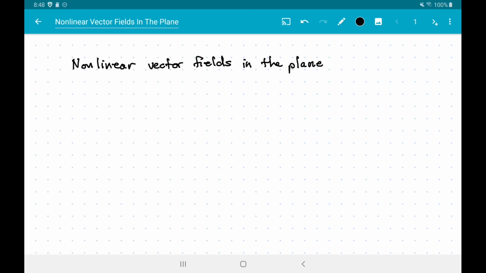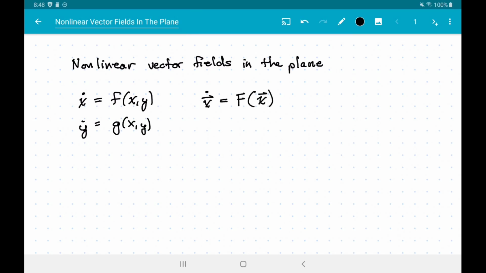In this video, I'm going to give information about nonlinear vector fields in the plane. What I mean by this is, let's consider a dynamical system: x dot equals f of x and y, and y dot equals g of x and y. Or we can write this as a vector, x vector dot equals f of x. Depending on what kind of mood we're in, we can use either system of notation.